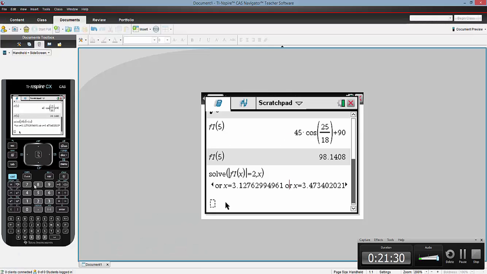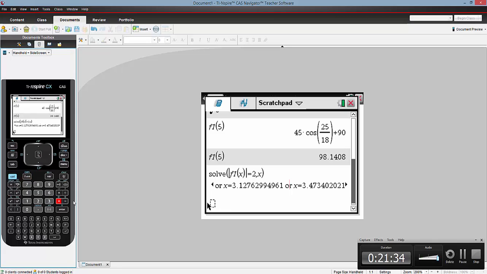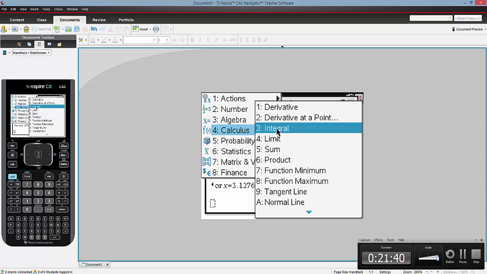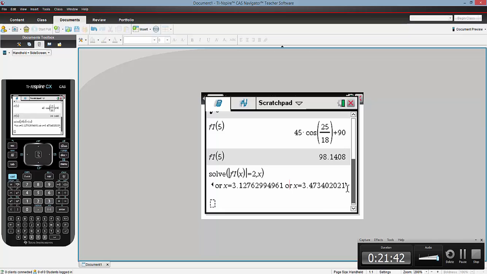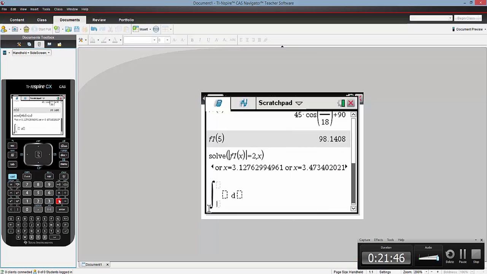So let's go ahead and integrate. Shift plus. Okay, I guess not. Menu. Integral. Why isn't it doing it? Oh, because I'm still up here. Whoops. Okay. Shift plus. Yes, thank you.